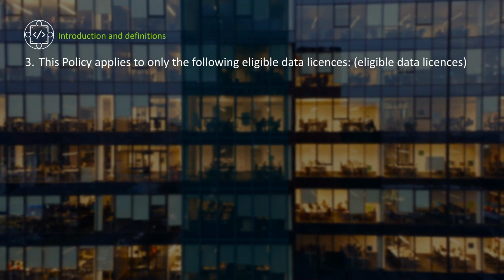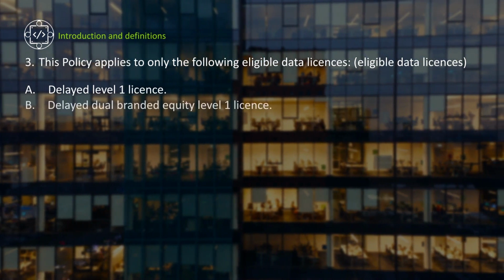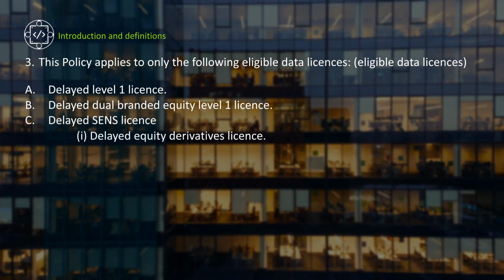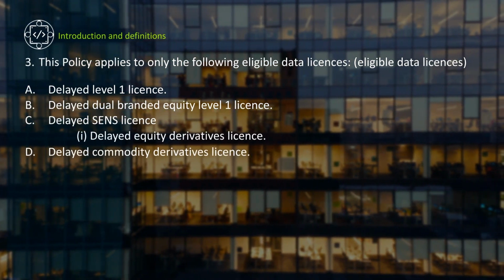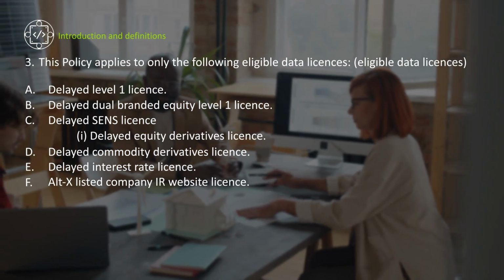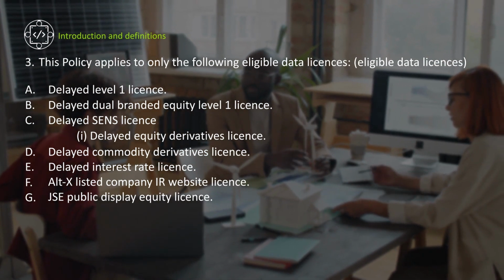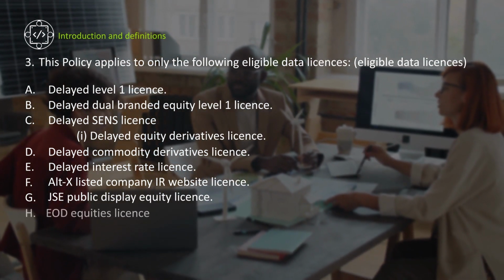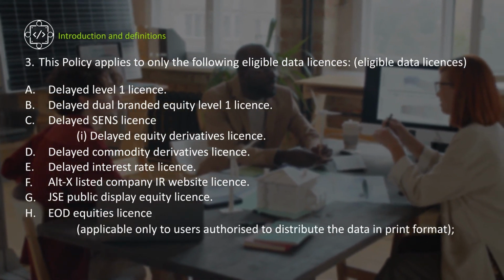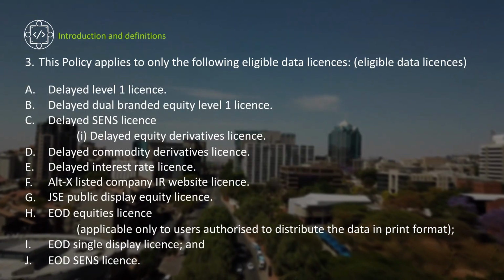This policy applies to the following eligible data licenses: Delayed Level 1 license, Delayed Dual-Branded Equity Level 1 license, Delayed SENS license, Delayed Equity Derivatives license, Delayed Commodity Derivatives license, Delayed Interest Rate license, Listed Company Investor Relations website license, JSE Public Display Equity license, JSE Alt-X Company Investor Relations website, End-of-Day Equities license, applicable only to users authorized to distribute data in print format, End-of-Day Single Display license, and End-of-Day SENS license.